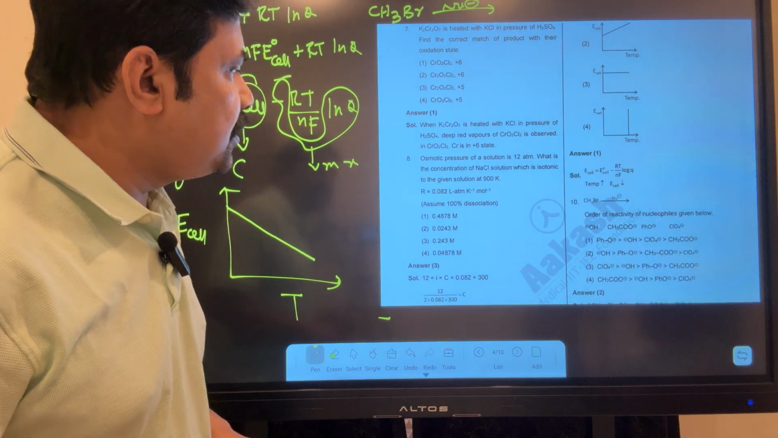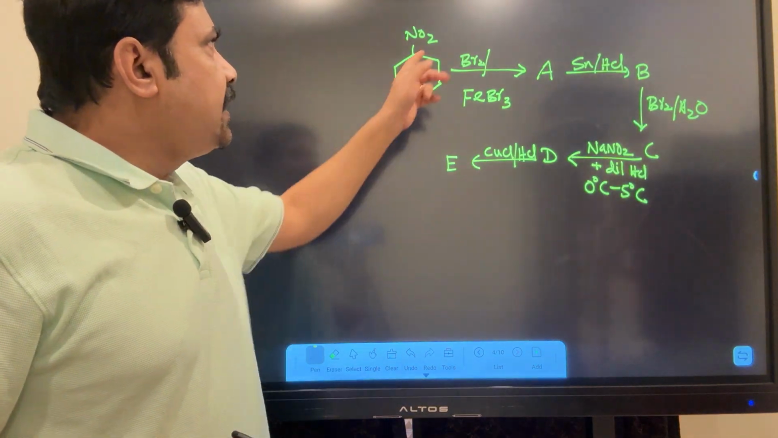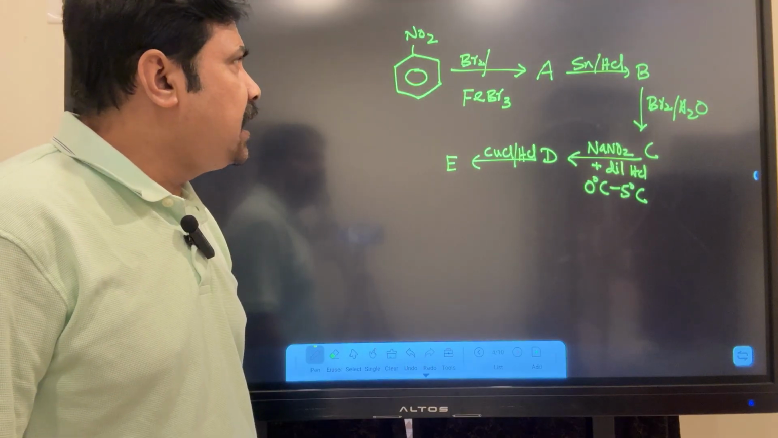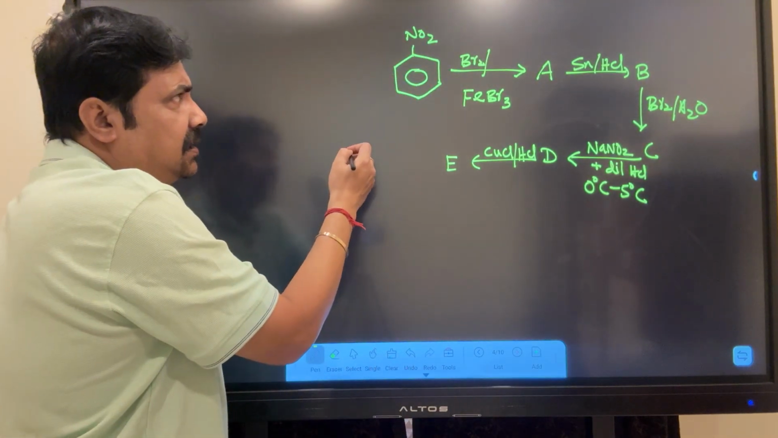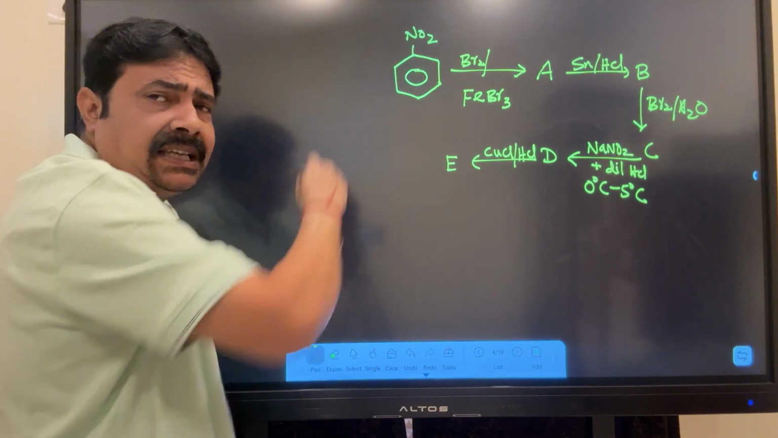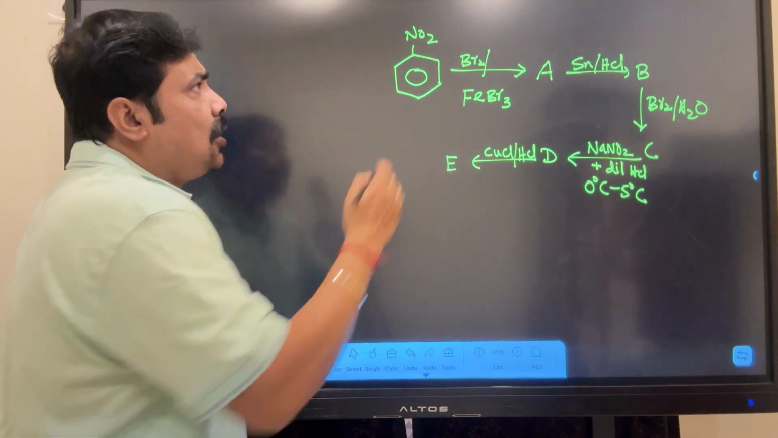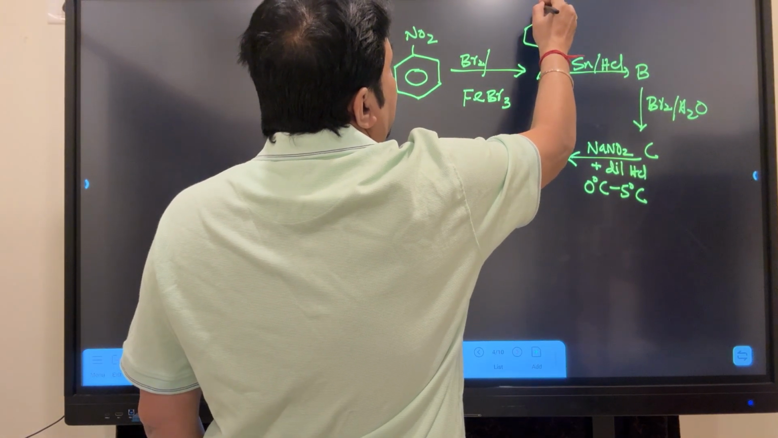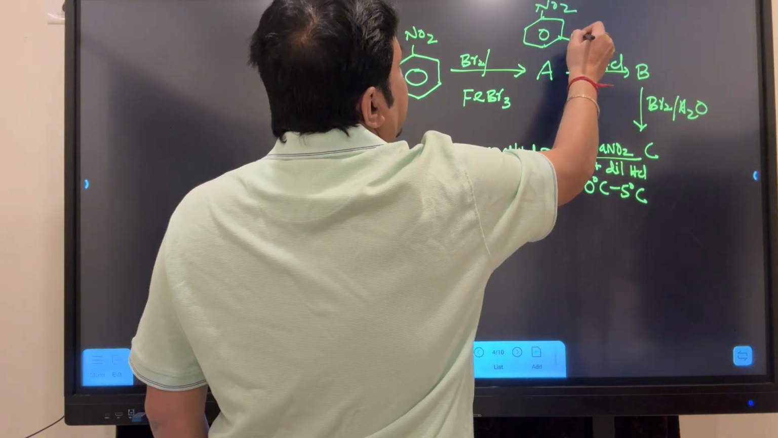In the next question, if you look carefully, they are giving nitrobenzene. With bromine and FeBr3, that means it's a bromination. Nitro is an electron withdrawing, meta-directing group. What will be your A? Meta-bromonitrobenzene. So you will get your A.